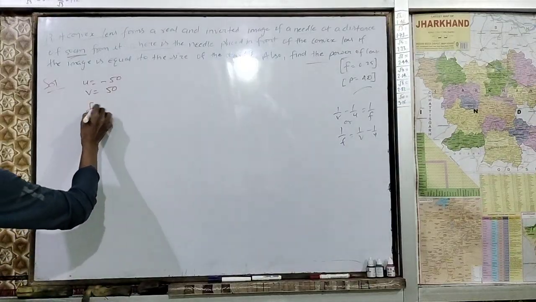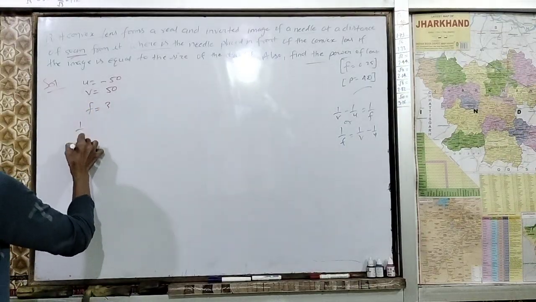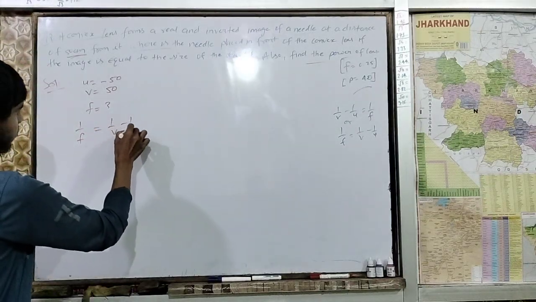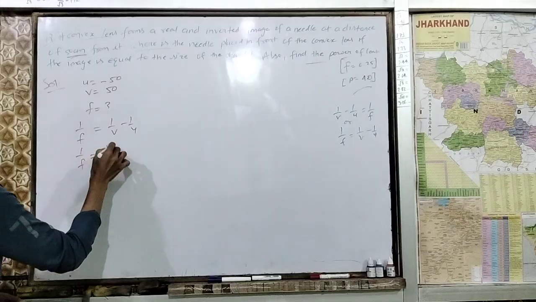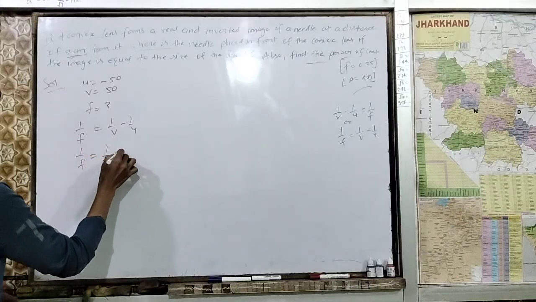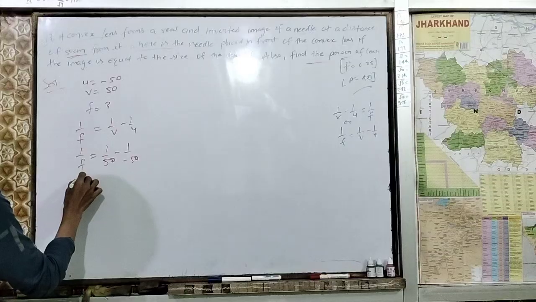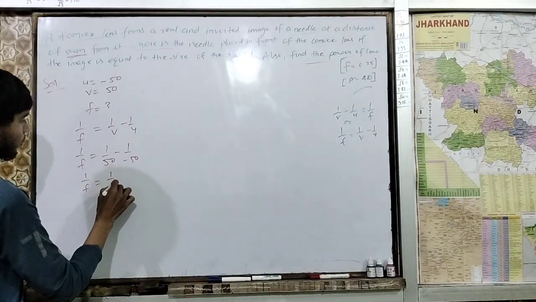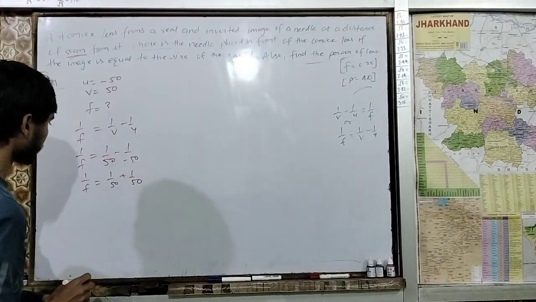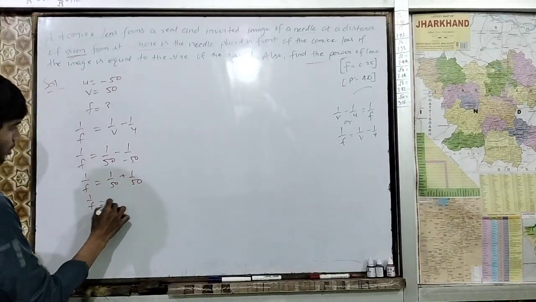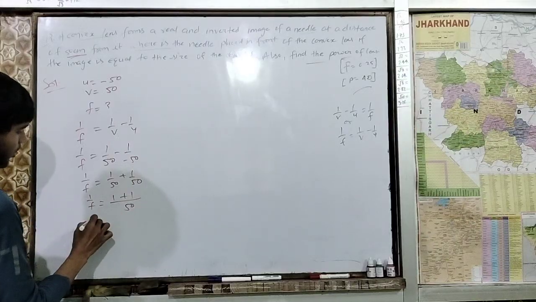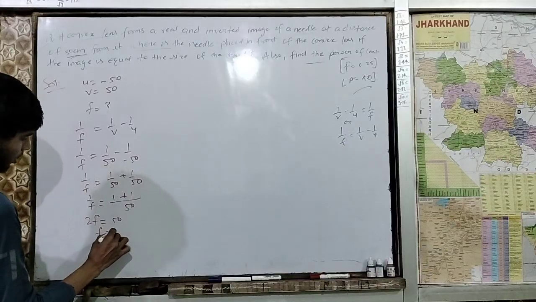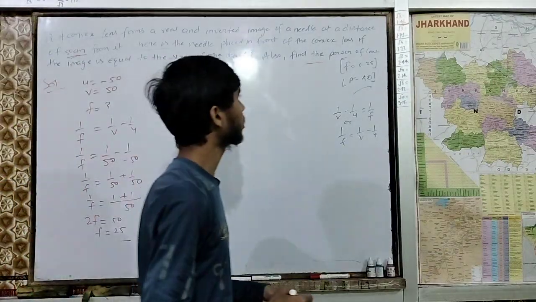Now, what is f? According to the lens formula, we will get f. So 1 upon f is 1 upon v minus 1 upon u. v is 50, and minus u is also 50, so 50 plus 50. So 1 plus 1 over 50, which is nothing but 2 over 50. So f is coming 25.